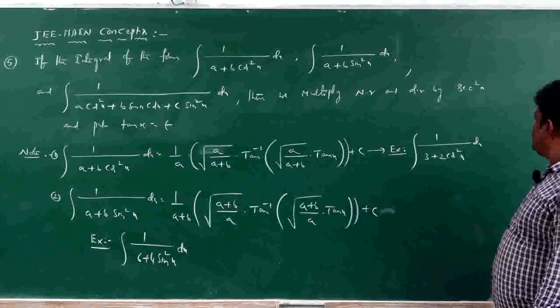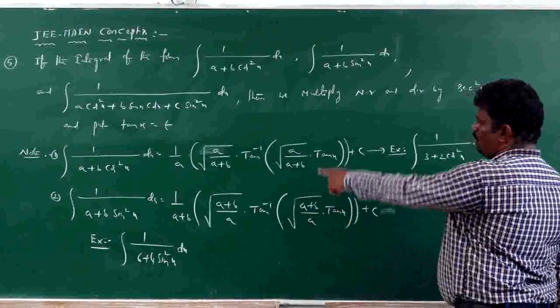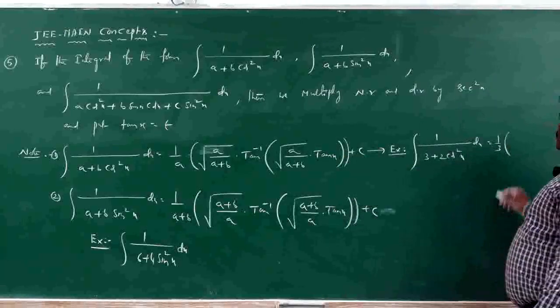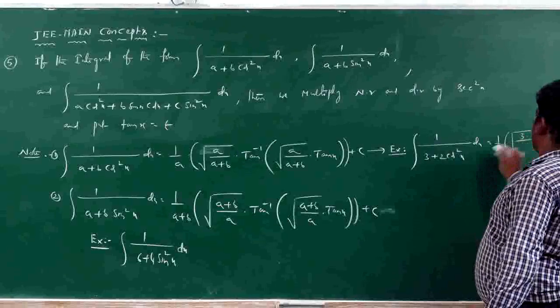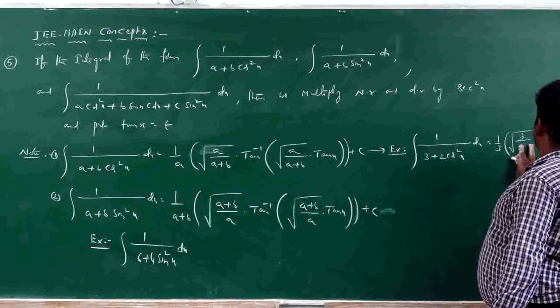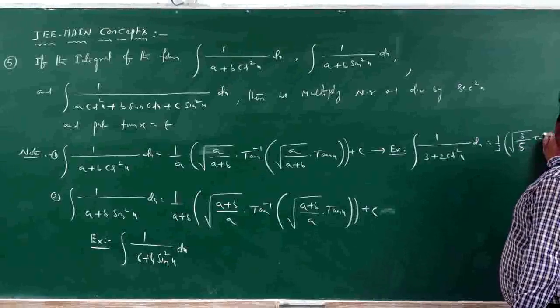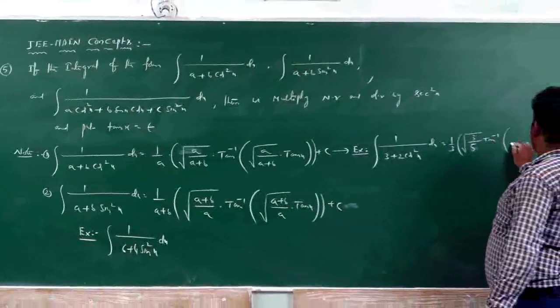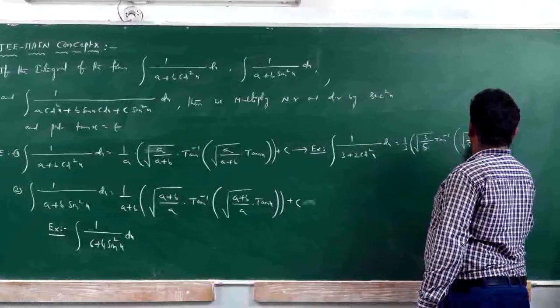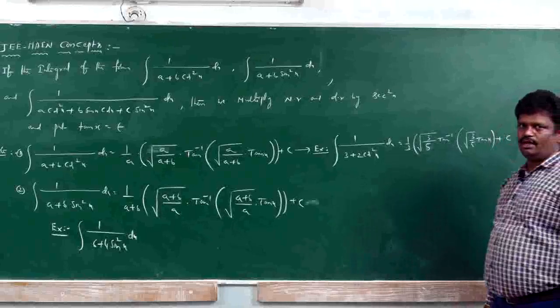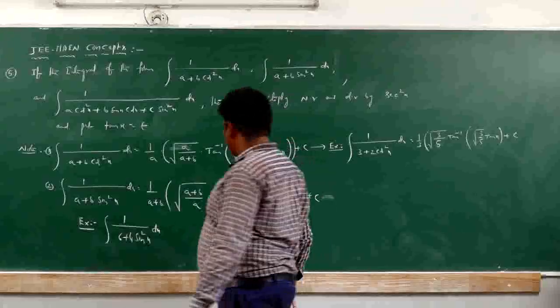So compare with this one. Then how do we write the answer here? 1 by a is equal to how much here? 1 by 3 into square root of this value: 3 by 3 plus 2, that is 5. So tan inverse of again what here? Square root of 3 by 5 into tan x plus c. So that is the answer. Okay?